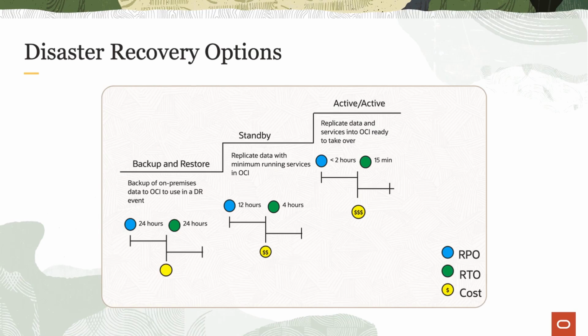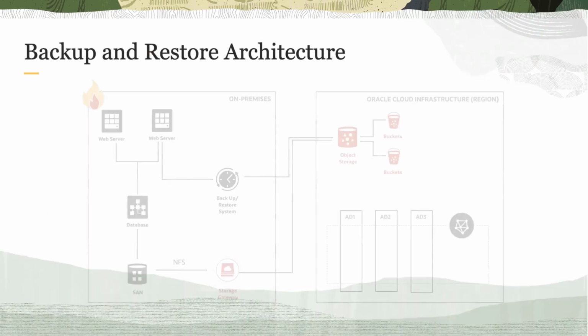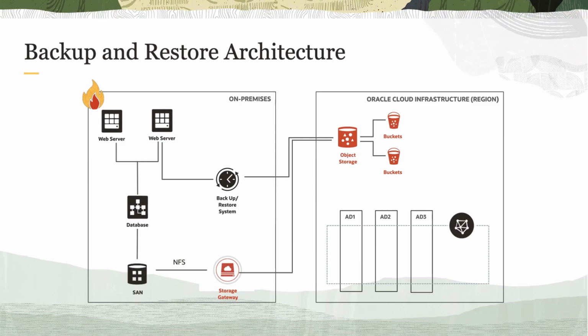In this diagram, we list how cost changes depending on the desired RPO-RTO combination. The more RPO and RTO are aggressive, the higher the cost gets. Backup and restore would be the cheapest option in the proposed scenarios.